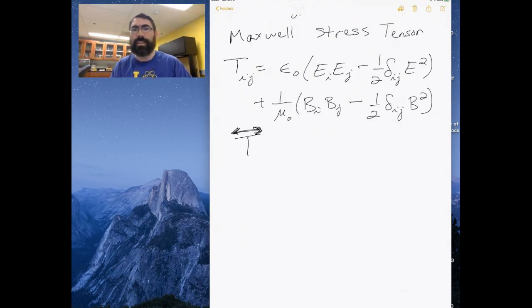So what I'll do in the next video is I will explore this Maxwell stress tensor in a little more detail.